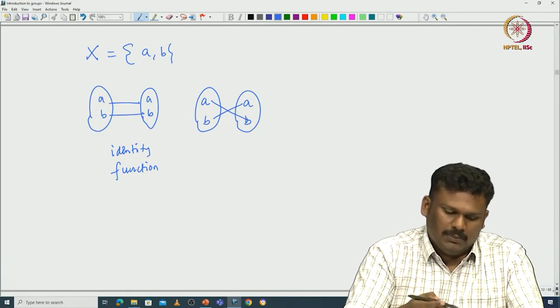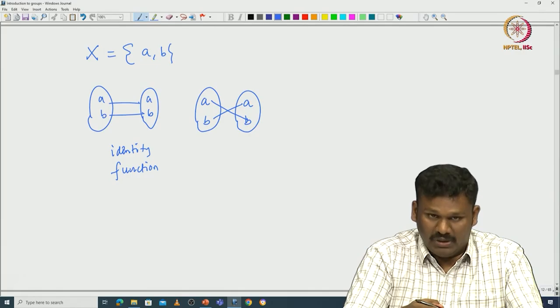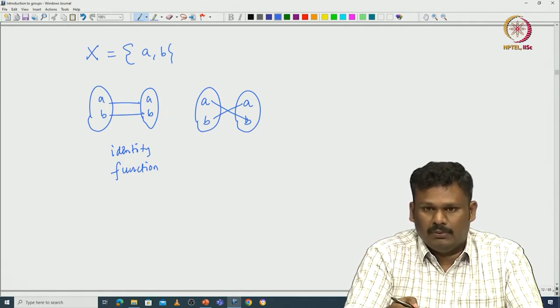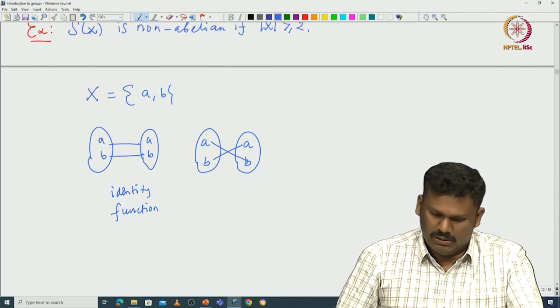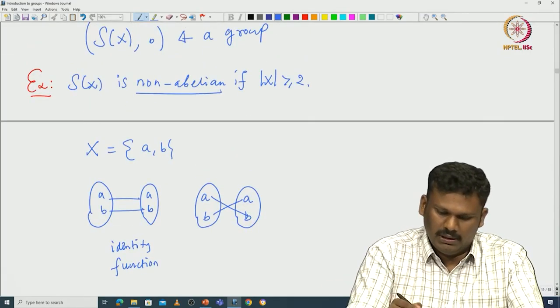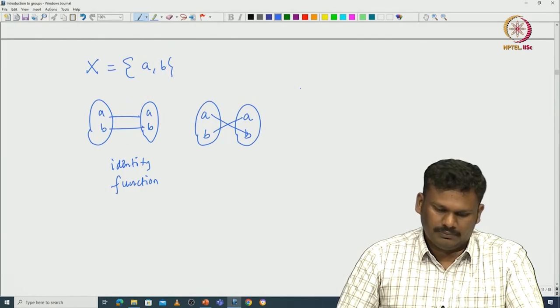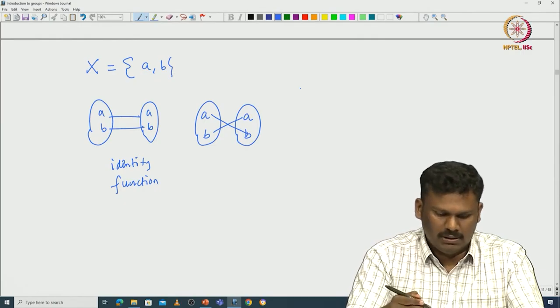So now see the possibilities of mapping a. If you map a to a, then b should not be mapped to a, because we want a bijective function. So b should be mapped to b. Now if you map a to b, then b has to be mapped to a. That is the only possibility. So then this group has only two elements. So what I said is wrong here. This is non-abelian if its cardinality is at least 3. Then you have only these two elements inside your group.